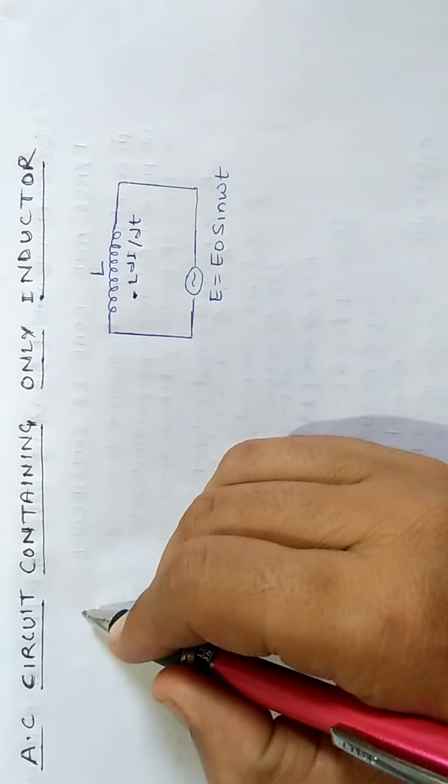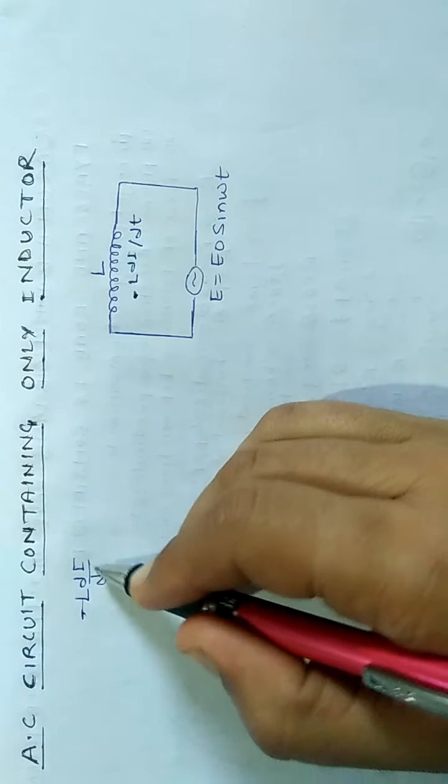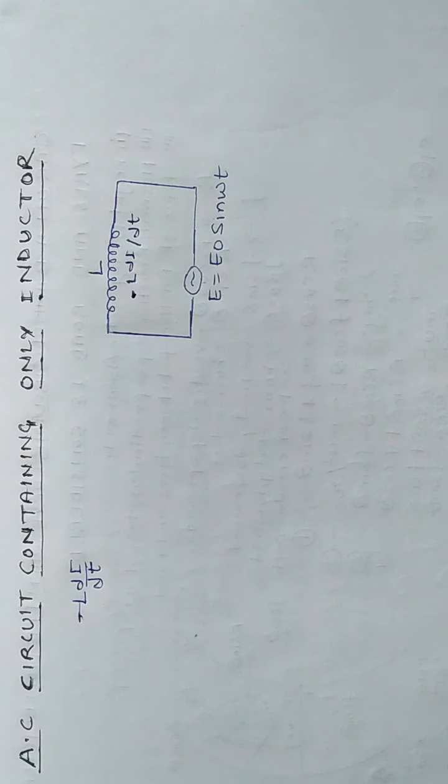As the alternating current I flows through the inductor, an EMF is induced across the inductor, and its value is given by −L di/dt, and it opposes the growth of current in the circuit.